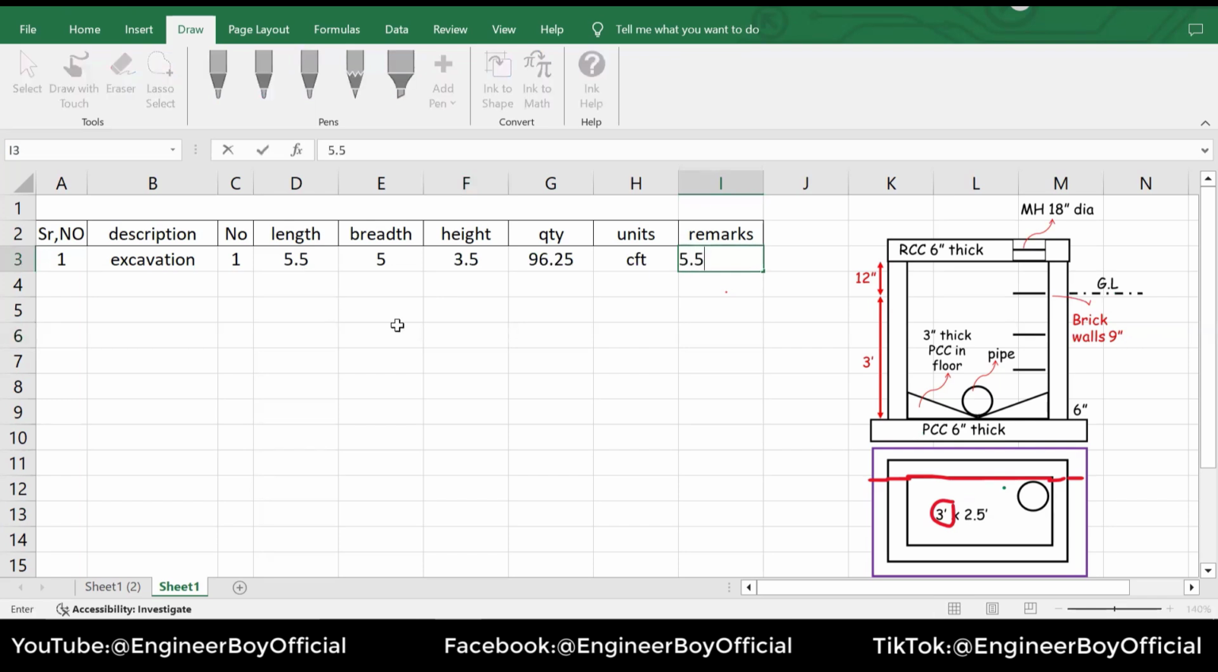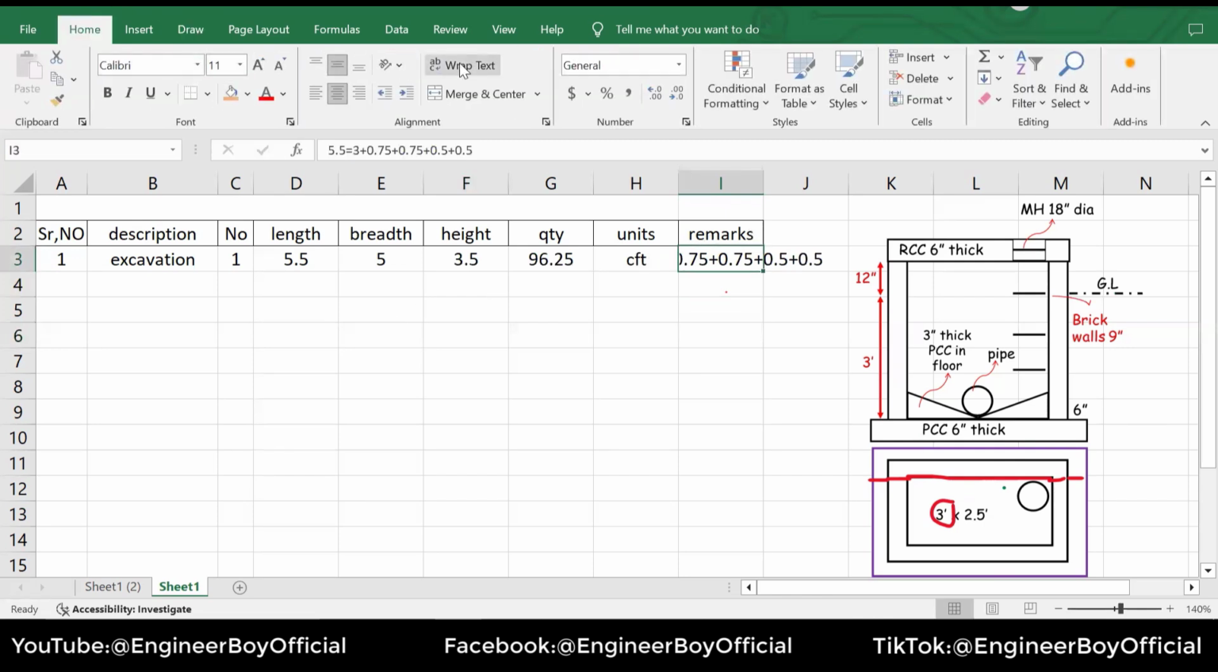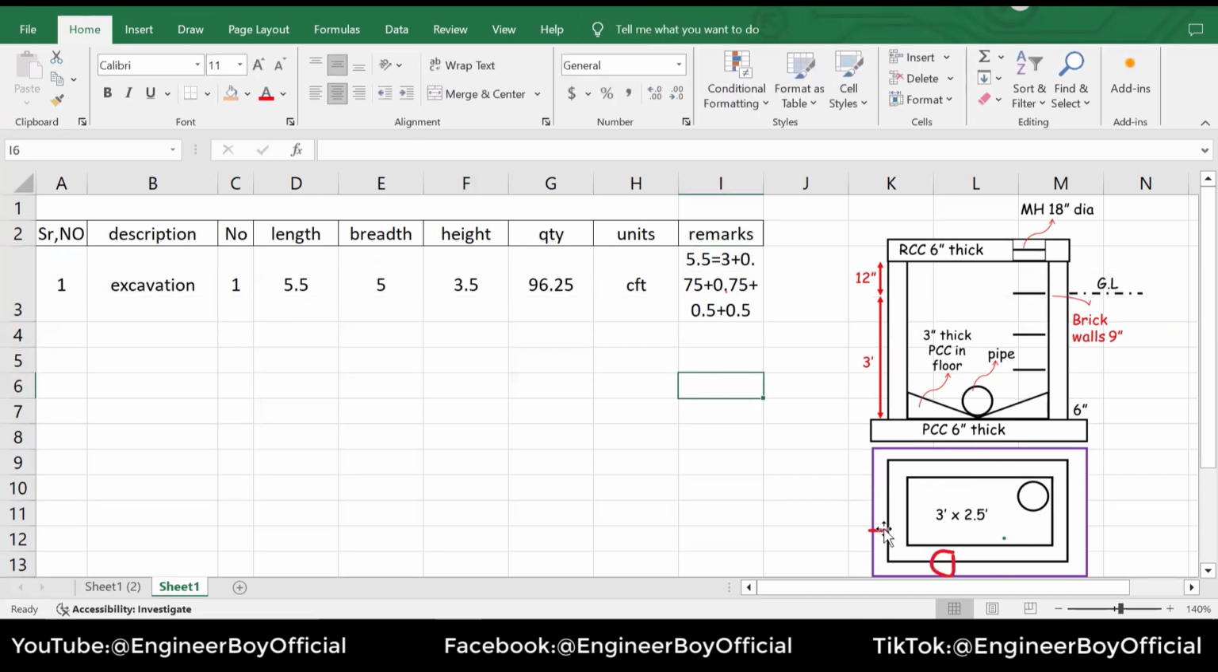Okay, that is actually something like maybe 3 feet plus 0.75 for one side plus 0.75 for another side plus 6 inches, which is 0.5 actually for the one step, or you can say for the one side, and then 6 inches again, which is 0.5. Okay, so this is actually the remarks. You can put that maybe for the detailing. Is it clear or not?